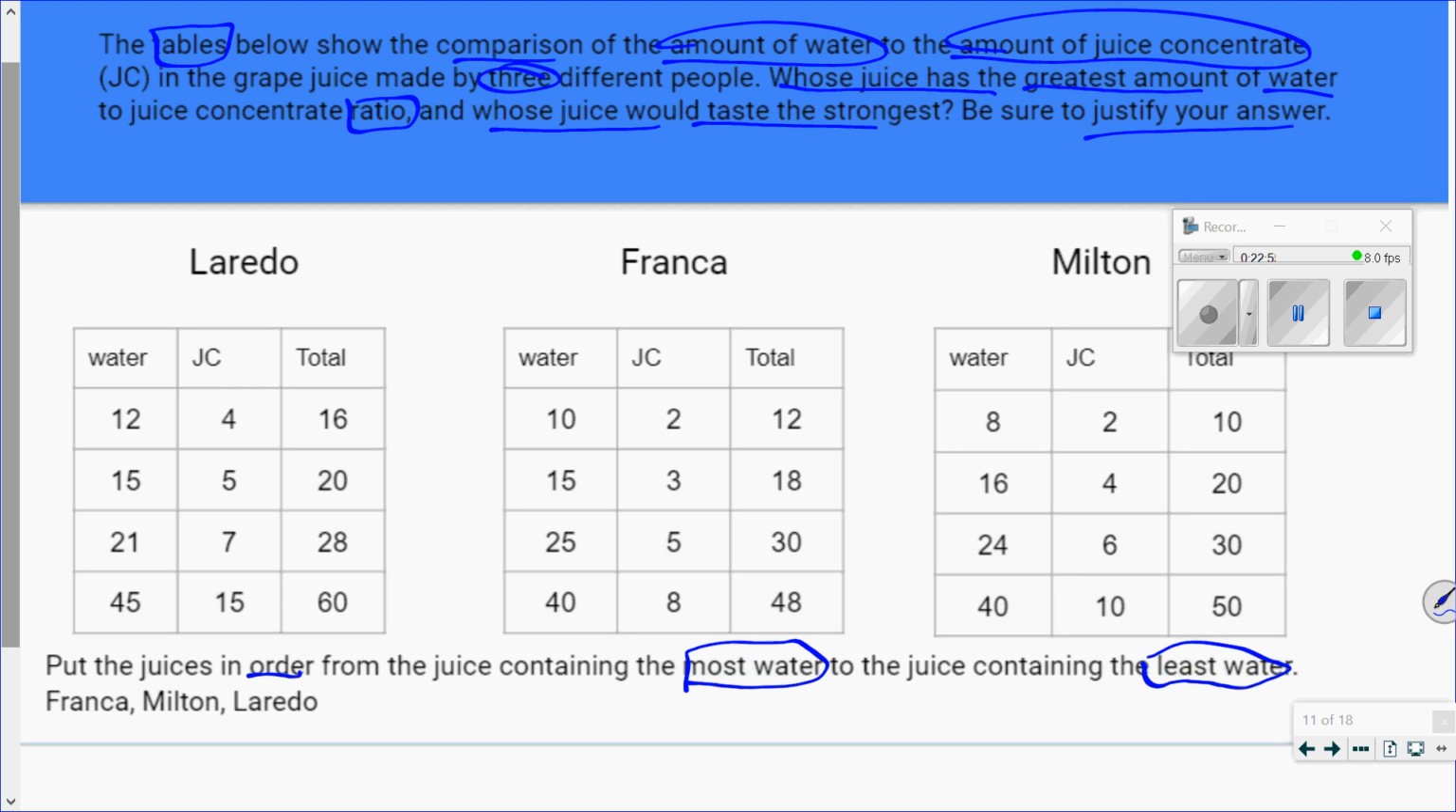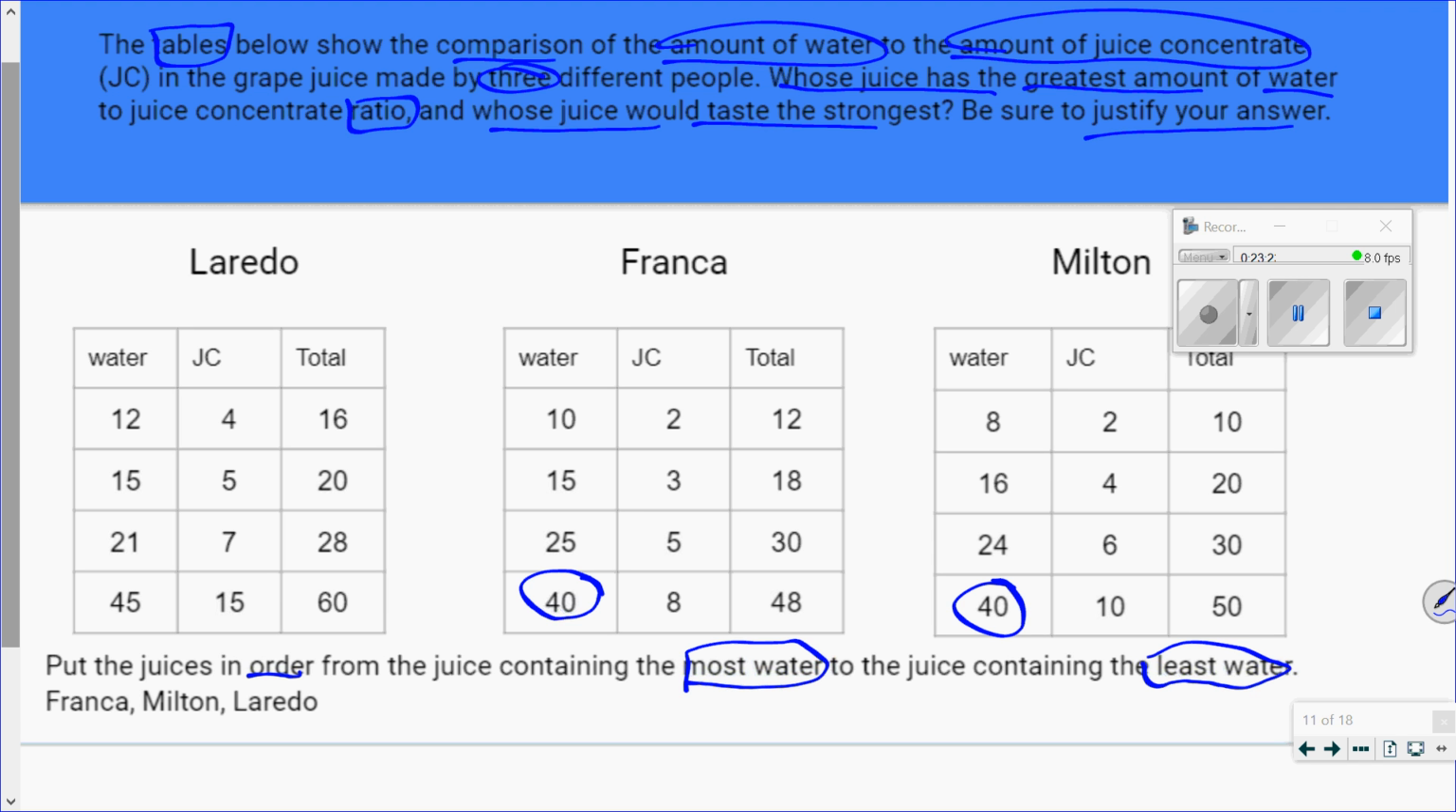Yeah. Where? The middle one and the last one. Okay. 40 and 40. 40 and 40, good. So she's down here. Okay, given that, who has the most water to juice? Franca or Milton? Why do you say Franca? What is the most water? Most water to juice. Sorry, Milton.